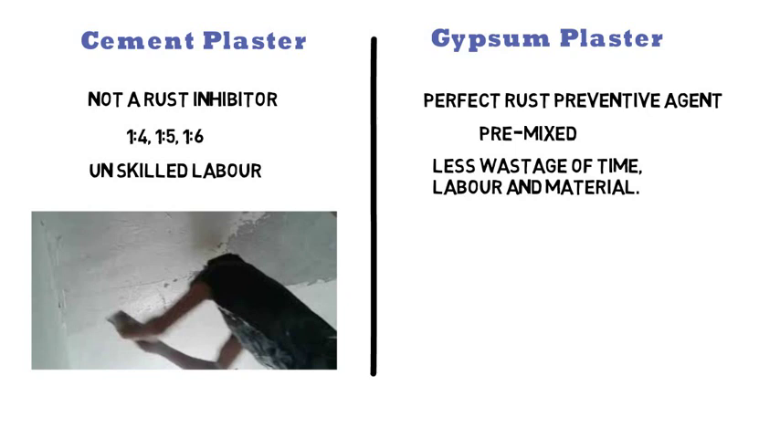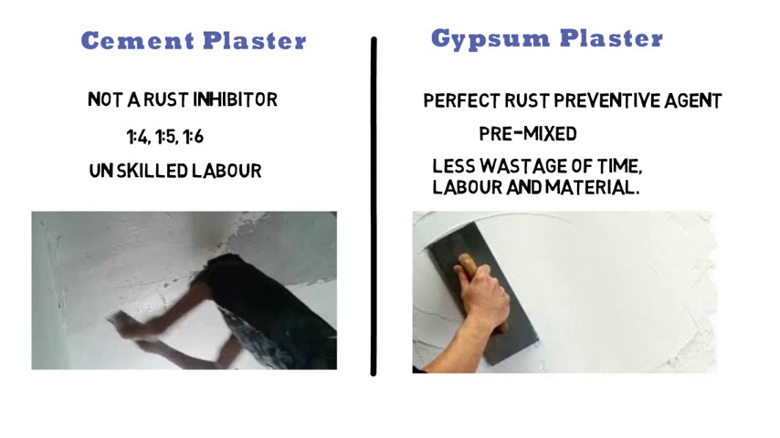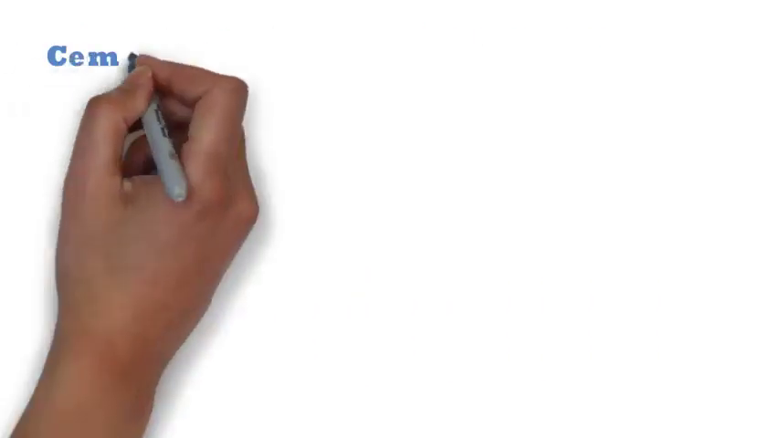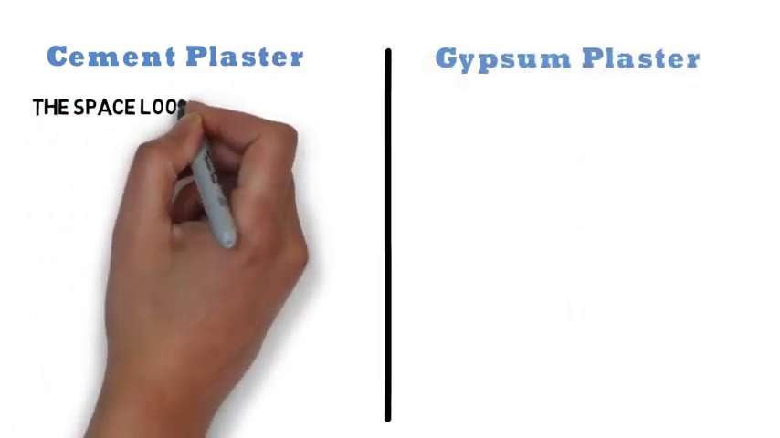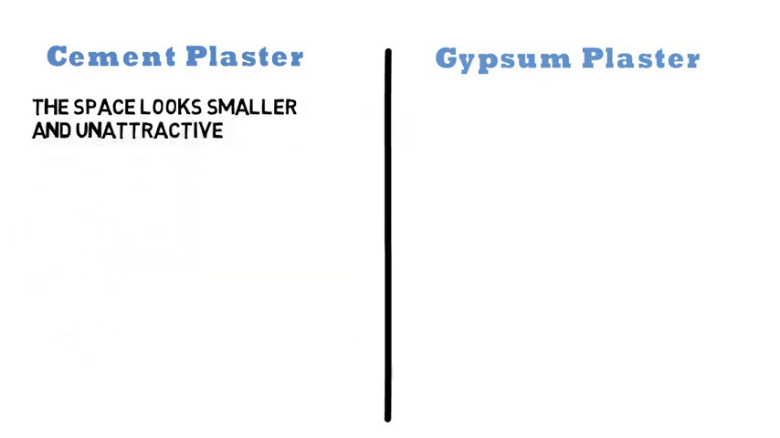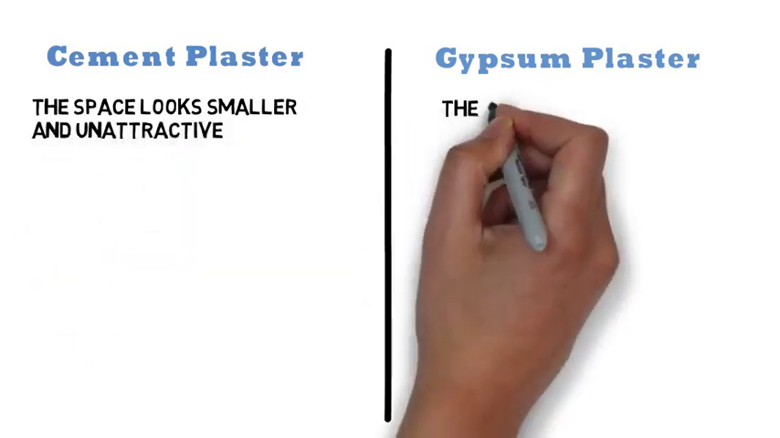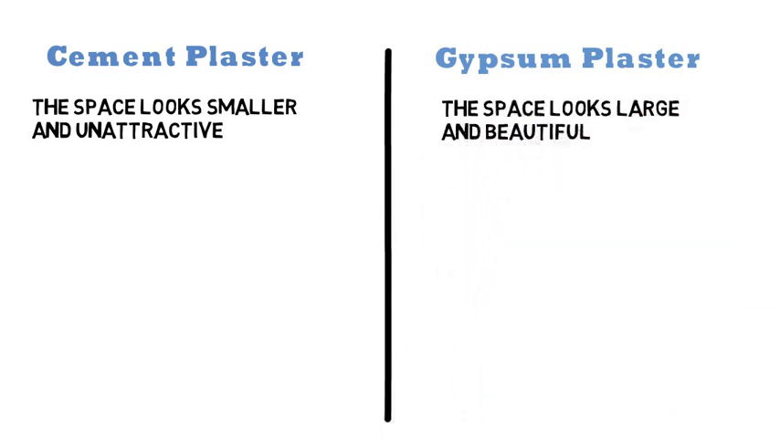Gypsum plaster provides a smooth interior finish for ceiling, walls and it is ideal background for good quality paints and wallpaper finishes. In case of cement plastered room, the space looks smaller and unattractive as it is dark green color. In case of gypsum plastered room, the space looks large and beautiful as gypsum plaster is pure white in color.